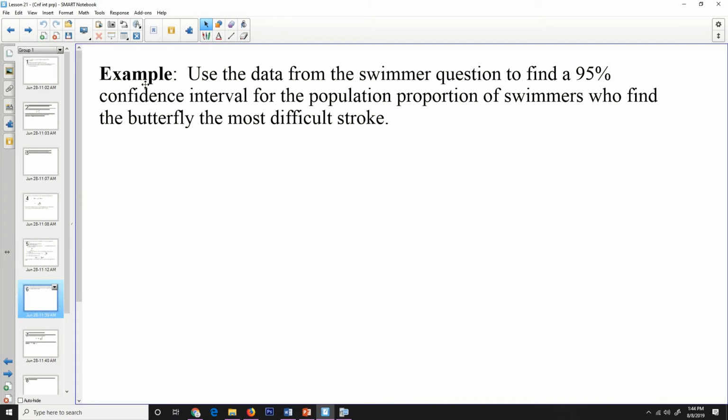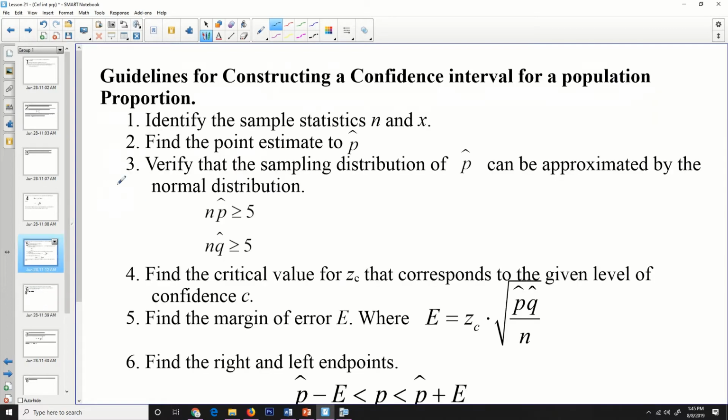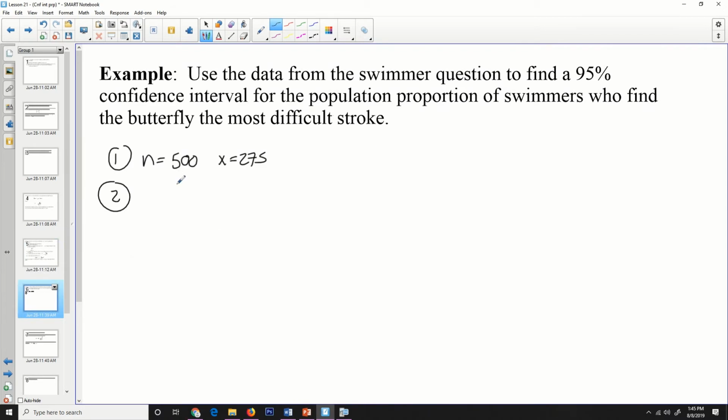We already did that in the last particular section. So one, the number of people in the sample is 500, and X was 275. Number two says we're going to calculate the point estimate p hat, and we did that in a previous part as well. So p hat is 0.55.